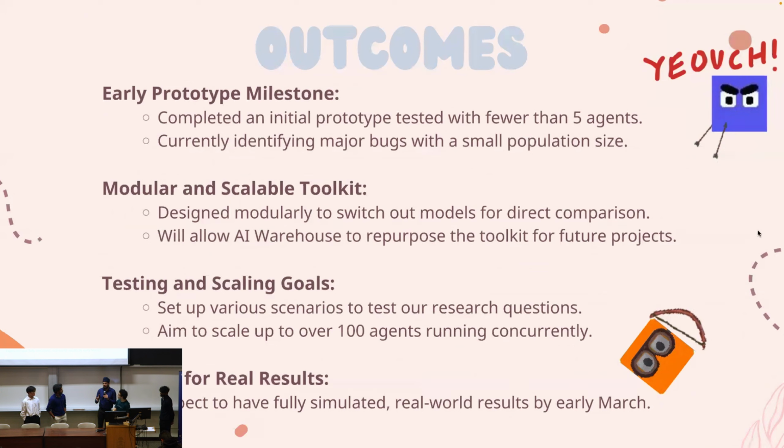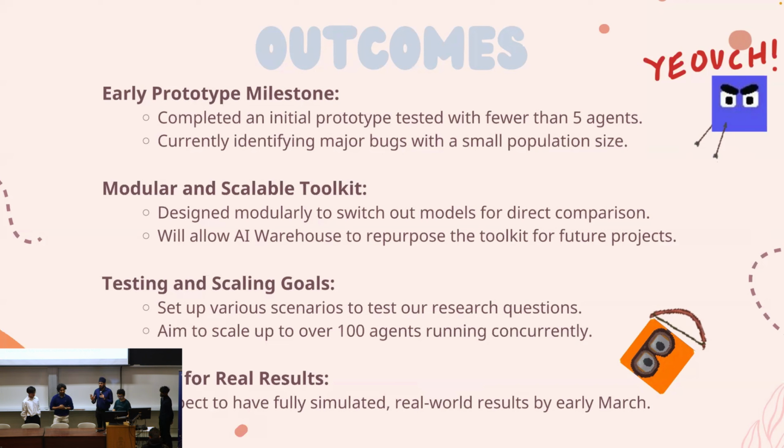Testing and scaling goals. We are trying to run over 100 agents on each side of the battlefield and see what kind of battle scenarios we can generate. The expected result should be done by early March. We are already in the integration process between the algorithm team and the Unity team, and we have been able to get the integration running and mutation happening. So hopefully by early March, we should have a really cool project ready.